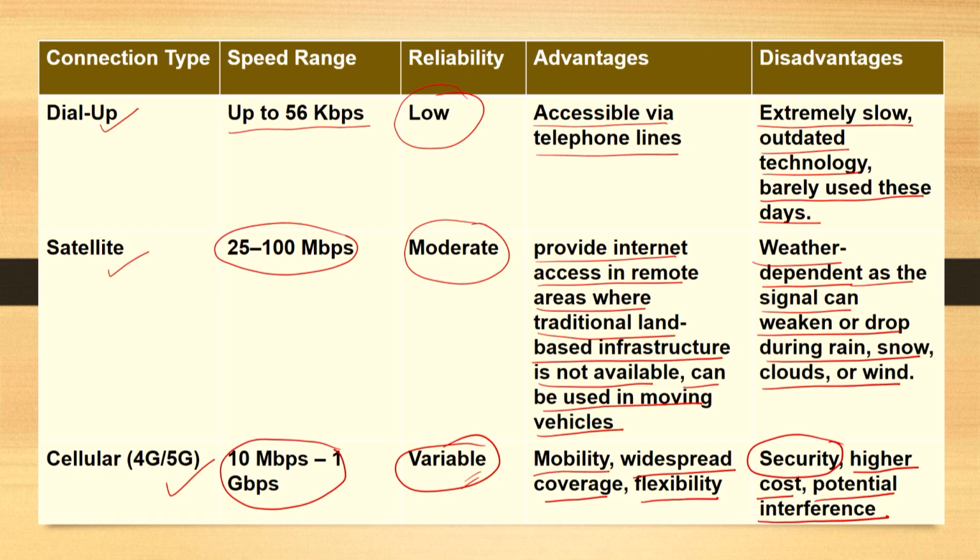In this lecture, we have discussed the different internet connection types along with their reliability, advantages, disadvantages and speed range also. That will help us in deciding what type of connection we can afford for internet access. So, that's all about this lecture.